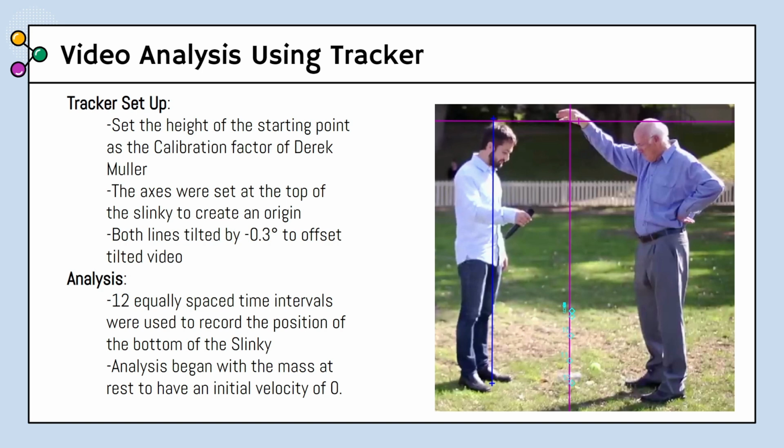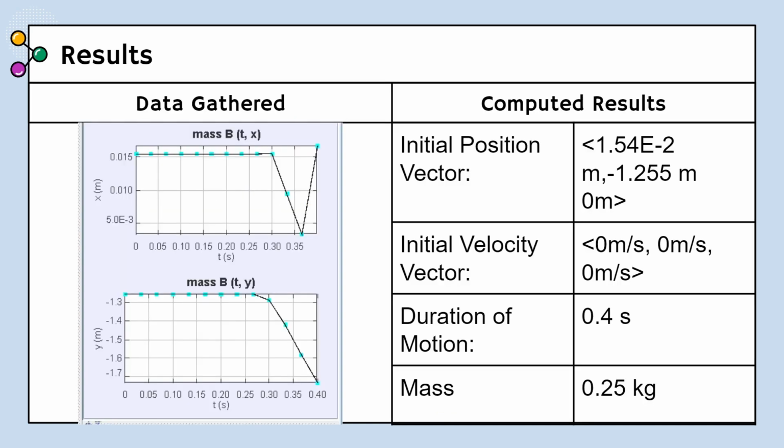Analysis began with the mass at rest to have an initial velocity of 0, so right before he let go. This is the data that I gathered. My initial position vector is shown. Our initial velocity vector would be 0 meters per second since it started at rest. The duration of motion was 0.4 seconds, and our mass of the slinky was 0.25 kilograms.